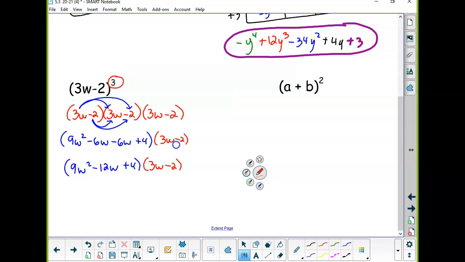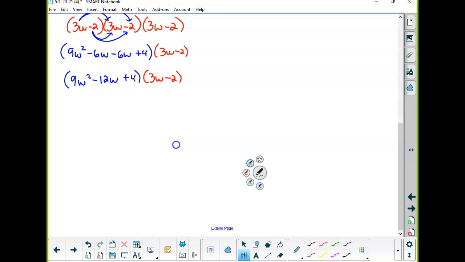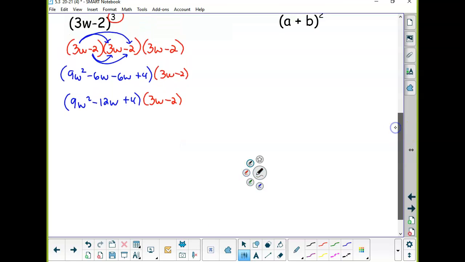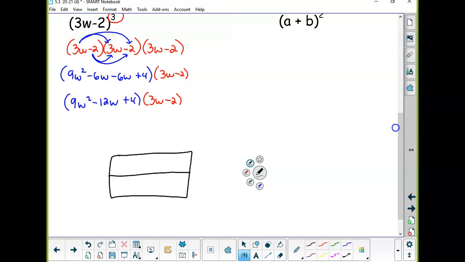And now this problem turns into something just like the problem we did before. I've got a trinomial, 3 terms, times a binomial. So you could do FOIL here if you want. But to be honest, I really prefer to use the box method. We'll do our trinomial up top and our binomial on the left-hand side, and then it's fill in the boxes, and I'll let you guys finish this one.